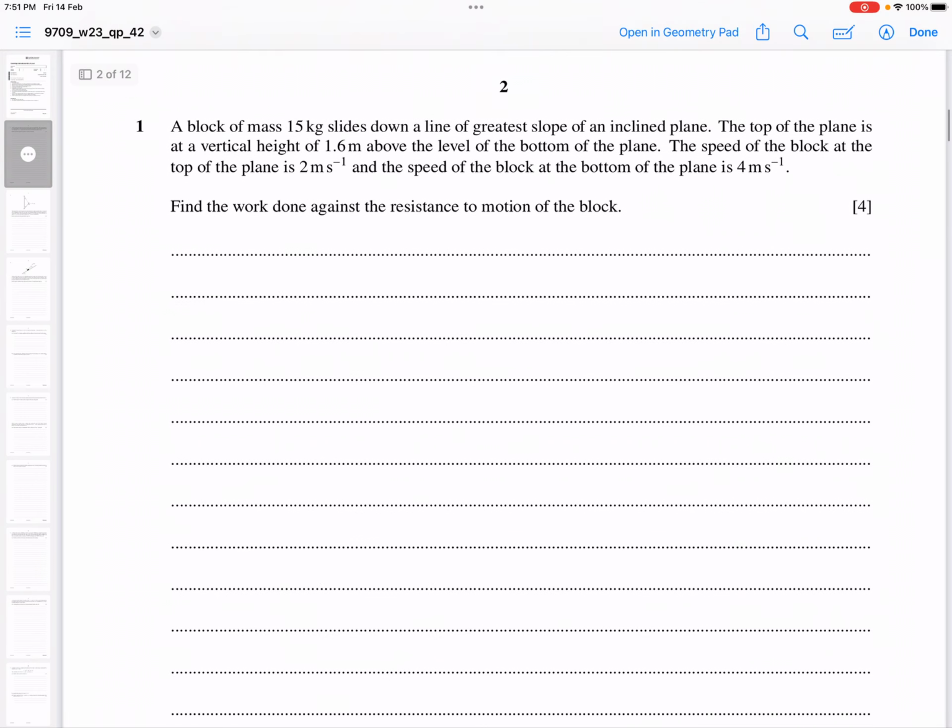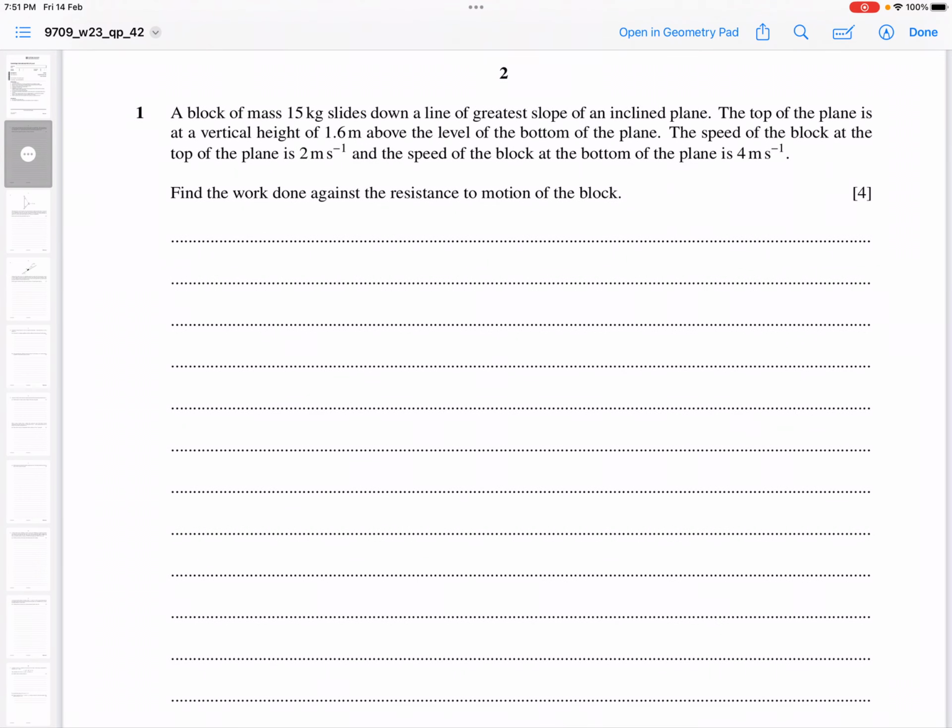In our first question, a block of mass 15 kg slides down a line of greatest slope of an inclined plane. The top of the plane is at a vertical height of 1.6 meter above the level of the bottom of the plane. The speed of the block at the top of the plane is 2 meters per second and the speed of the block at the bottom of the plane is 4 meters per second. Find the work done against the resistance to motion of the block.